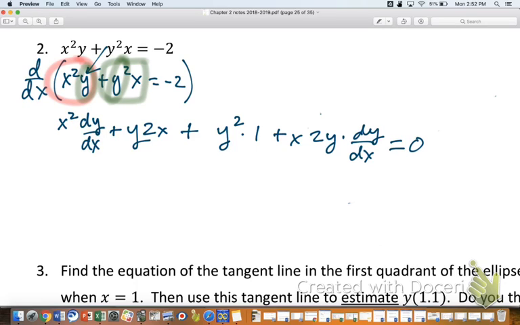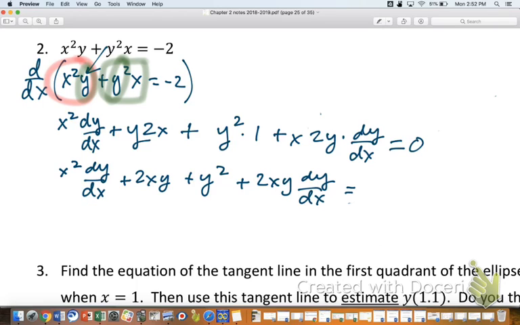0. Okay. I'm going to clean this up a little bit because we have to get the dy/dx's by itself. What follows is a little bit of algebra. So I'll write it as x squared dy/dx plus 2xy plus y squared plus 2xy dy/dx equals 0. So I just cleaned it up a little bit, just got things in the order that we're used to seeing them in. So we got to solve for dy/dx. Any suggestions on what would be a good first step?